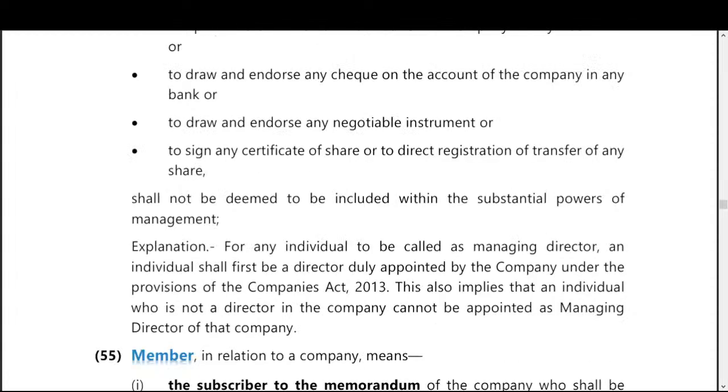Explanation. For any individual to be called a managing director, the individual shall first be a director duly appointed by the company under the provisions of the Companies Act 2013. This also implies that an individual who is not a director in the company cannot be appointed as a managing director of the company.